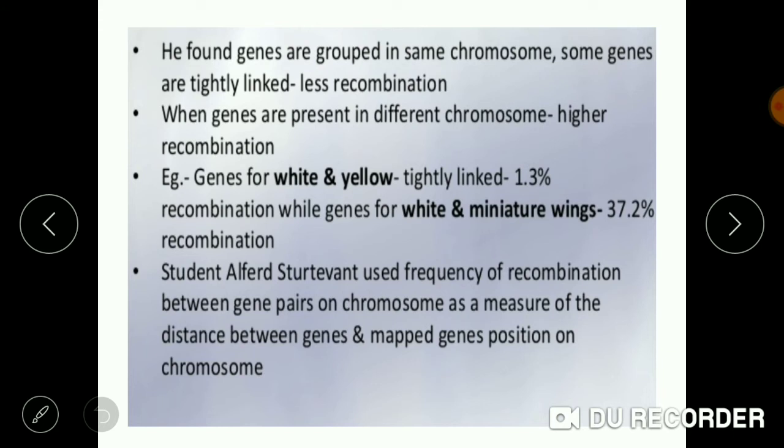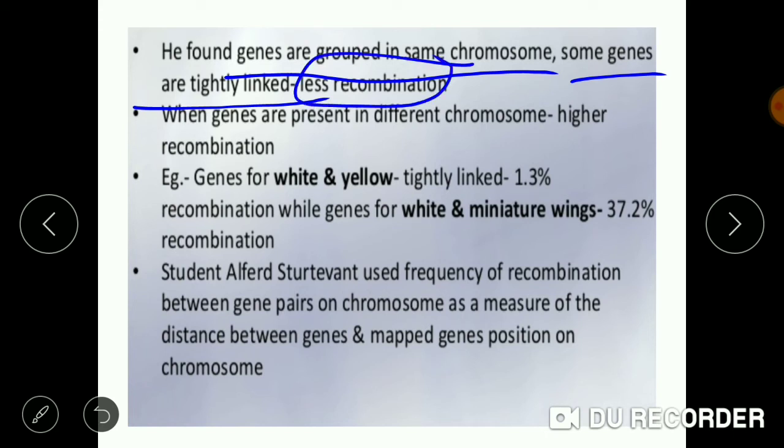So there are certain postulates we have just studied about the chromosomal theory of linkage. Now there are certain rules according to which genes grouped in the same chromosome, some genes are tightly linked, and they show less recombination. The genes which are tightly linked show less recombination as compared to the genes which are present in different chromosomes. The genes which are not closely related show higher recombination.